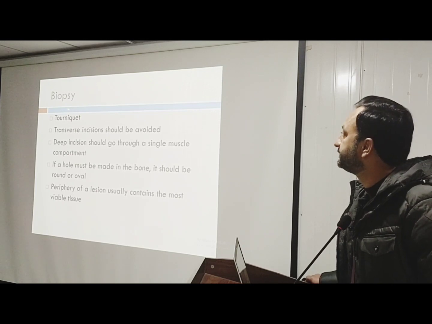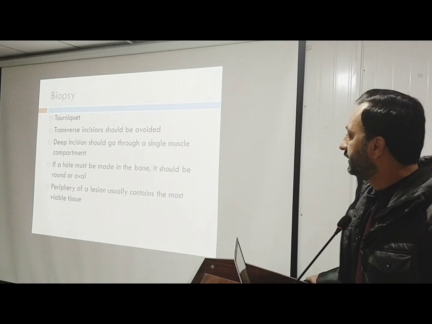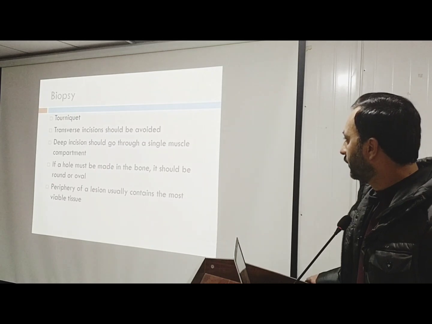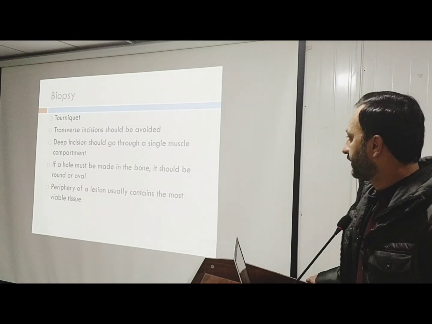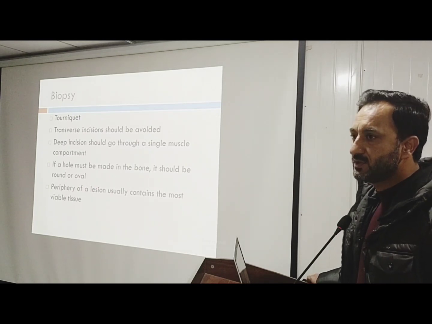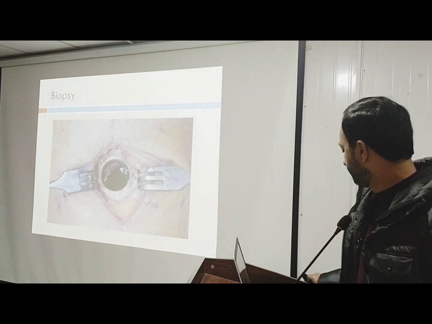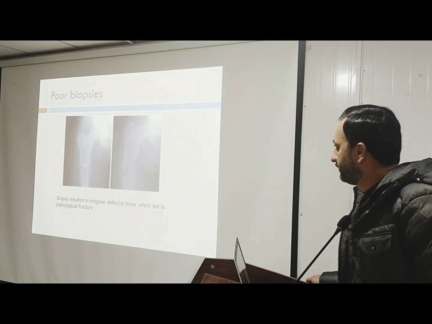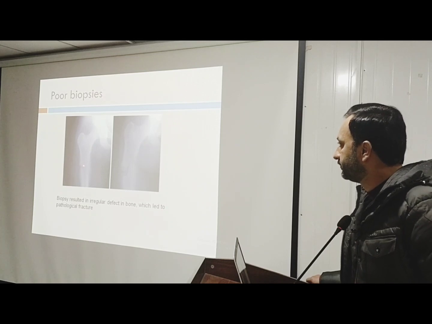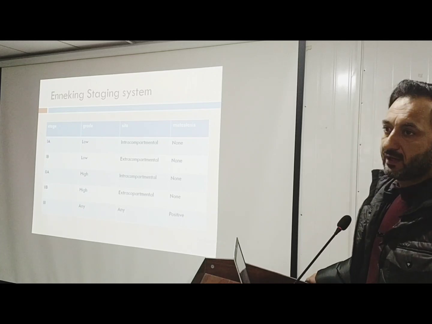With application of a tourniquet, a transverse incision for biopsy should be avoided. Deep incisions go through a single muscle compartment. A hole must be made in the bone, and it should be round or oval. The periphery of the lesion contains the most viable tissue. So this is a round, oval shaped hole. Poor biopsies can lead to pathological fractures. If you could not make a proper round or oval hole in the bone, it can lead to pathological fractures, which is a nightmare for the patient and for the surgeons as well.